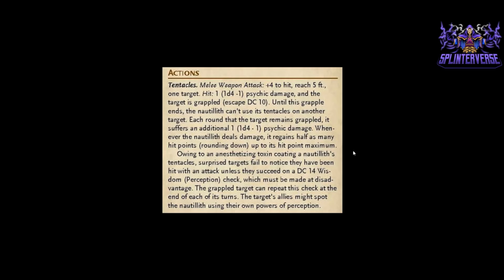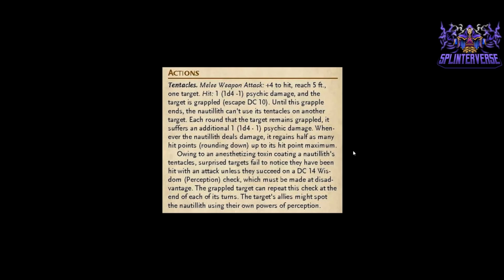Owing to an anesthetizing toxin coating a Nautolith's tentacles, surprised targets fail to notice they have been hit with an attack unless they succeed on a Wisdom Perception check, which must be made at disadvantage. The grappled target can repeat this check at the end of each of its turns. The target's allies might spot the Nautolith using their own powers of perception.